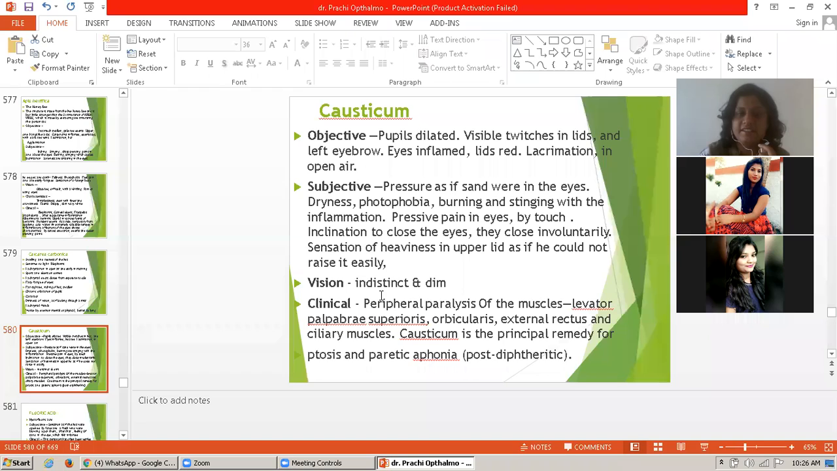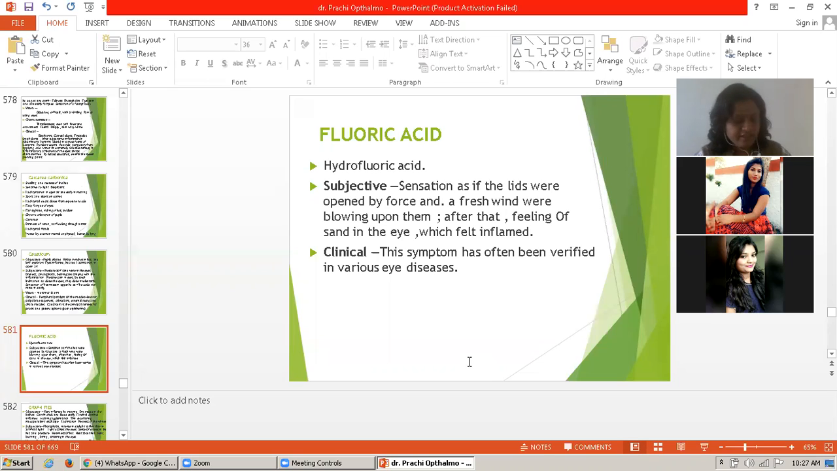And vision is indistinct and dim. So dim vision is seen in Causticum. When we studied Causticum clinically, peripheral paralysis of the muscles, that is the levator palpebrae superioris, orbicularis, then external rectus and ciliary muscles, it is a useful remedy for the peripheral paralysis of the eye muscles. And Causticum is the principal remedy for ptosis and paretic aphonia, that is after post diphtheria. Then next remedy is Fluoric acid.